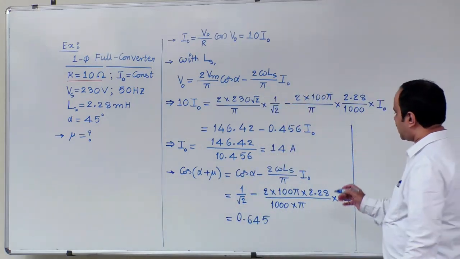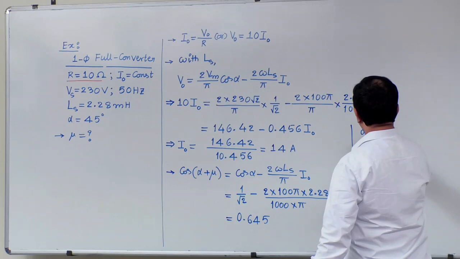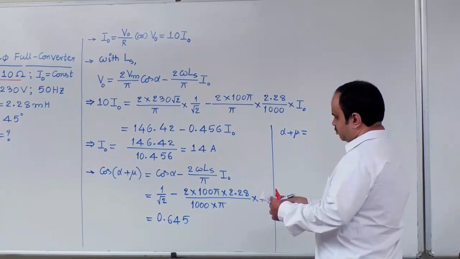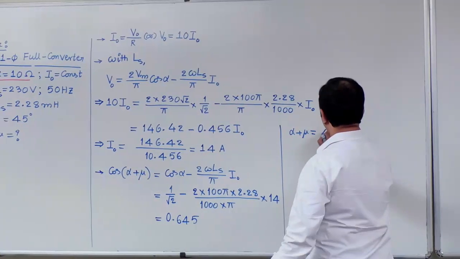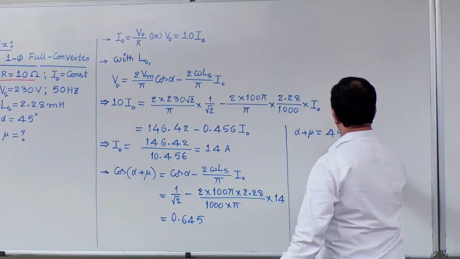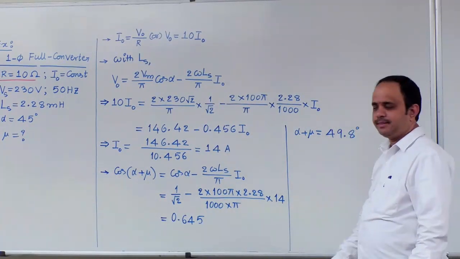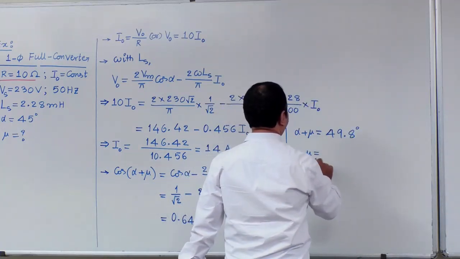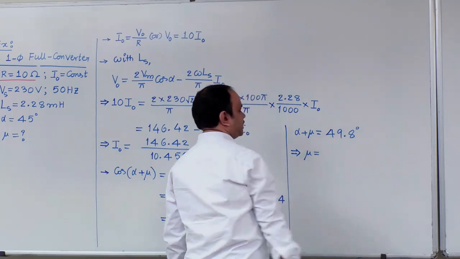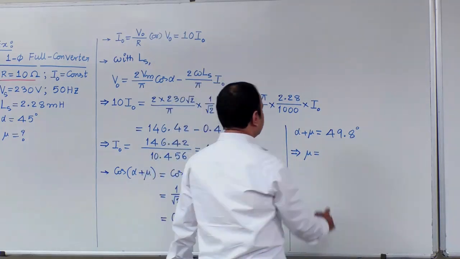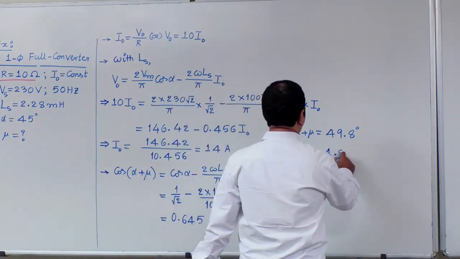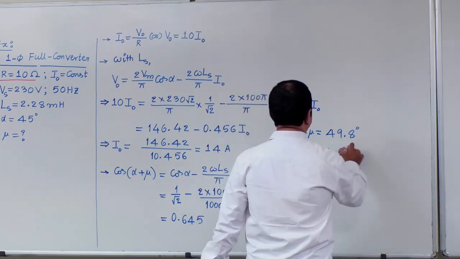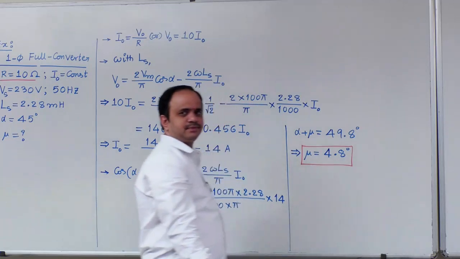So from that, alpha plus mu is equal to cos inverse 0.645. This value is equal to 49.8 degree. Therefore, finally, the overlap angle is equal to 49.8 minus 45, which gives you 4.8 degree. Okay, this is the final answer.